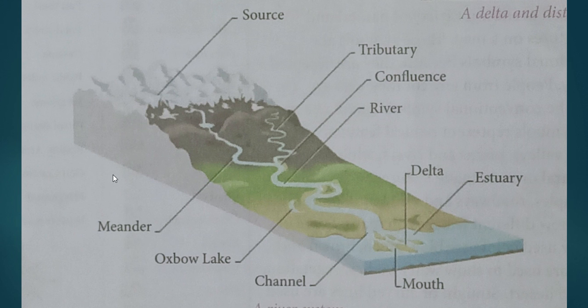Next, this one I already explained to you people. Already I explained about the river system. So in the river system, first the river starts from a source of the river, the glacier. Then this one is tributary. This is Meander. This is known as confluence, where two tributaries met or two rivers met. Then it's river. This is the Oxbow Lake. This is delta. This is estuary. This is known as channel, and this is the mouth of the river, where the river meets the sea.